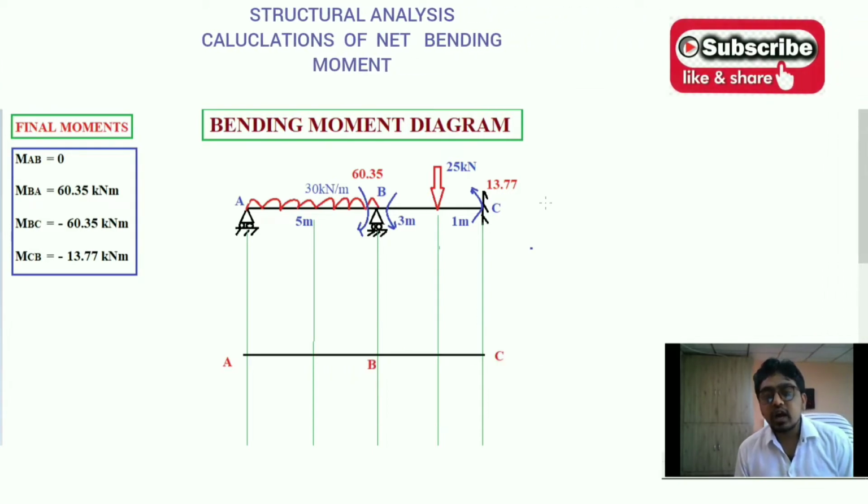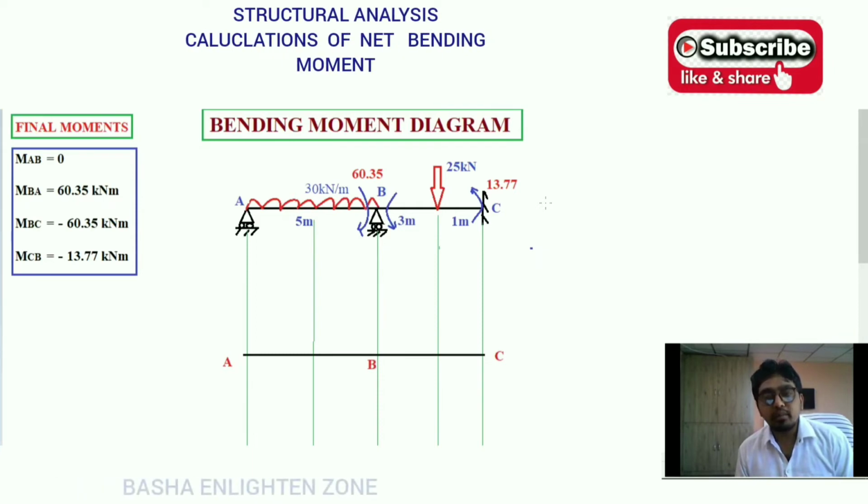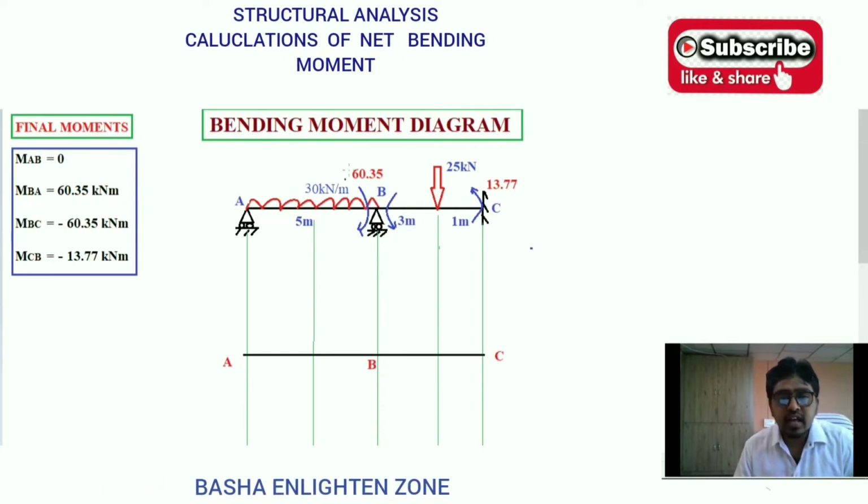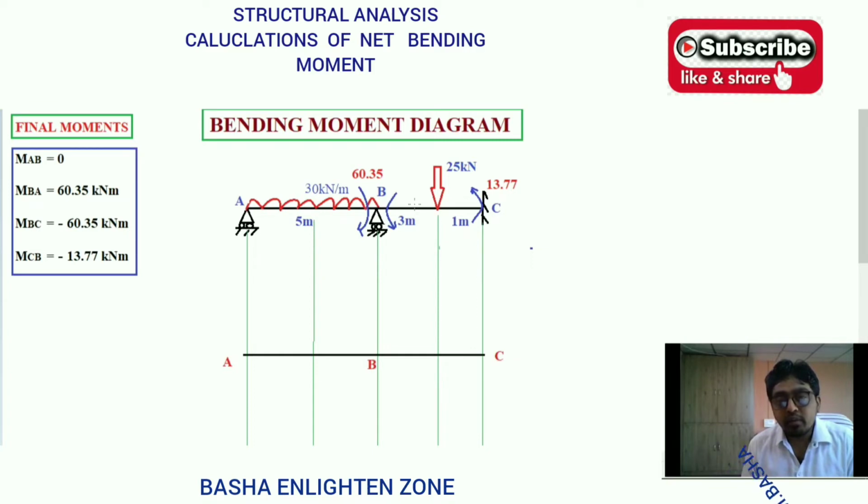In this lecture, I would like to show how to draw the bending moment diagram as well as the calculation of net bending moment values for this bending moment diagram. So what is the importance of this moment diagram? If you observe these final moments, there will be minus 60.35 kilonewton meter and minus 13.77 kilonewton meter for both final moments of span BC and CB.